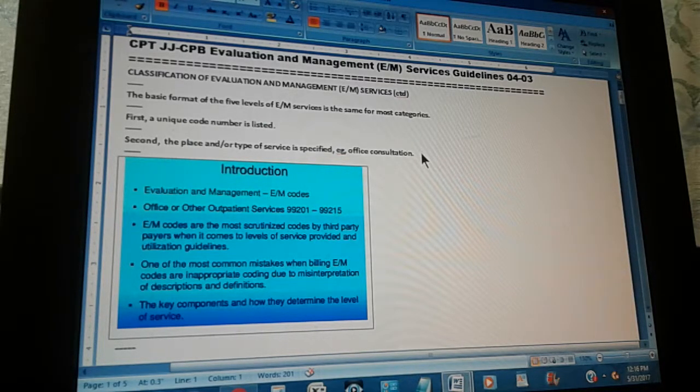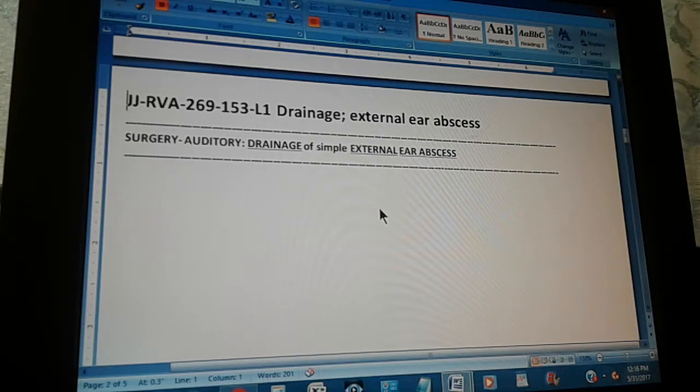So 1, 2, 3. This is page 269, the problem is 153, and it's a level 1 exercise, and the title is Drainage, External ear abscess. The problem reads: Surgery, auditory. Drainage of simple external ear abscess. That's the procedure. Now we're going to count to 3, so you can pause the video and give us the CPT code for this procedure.